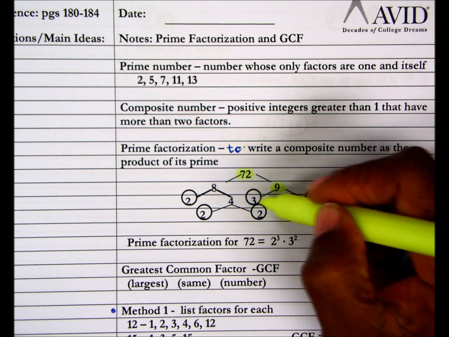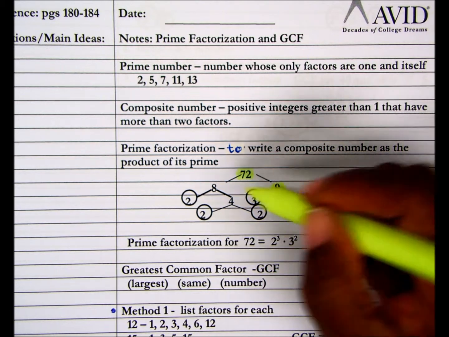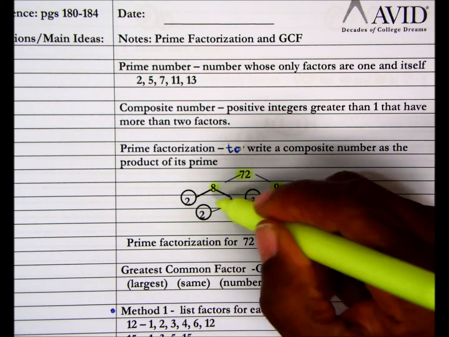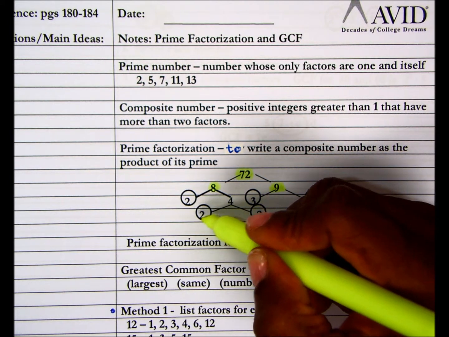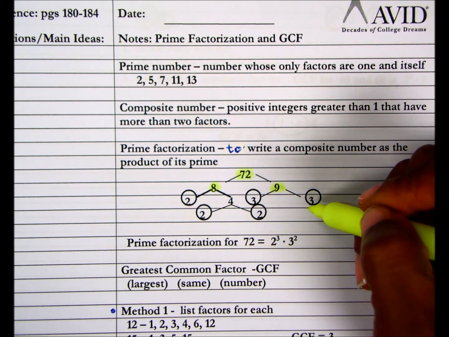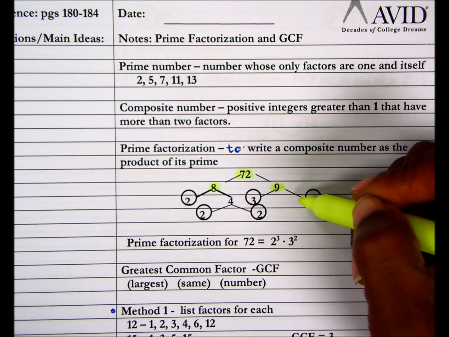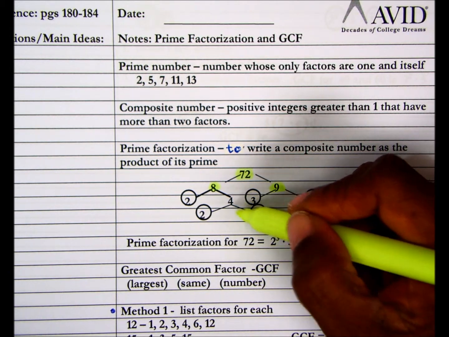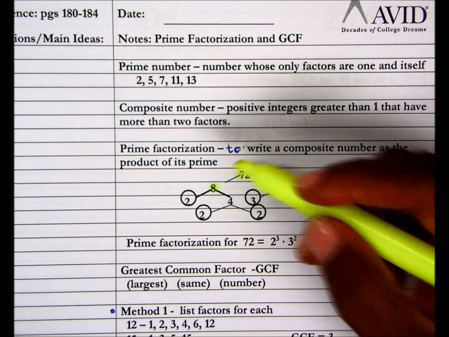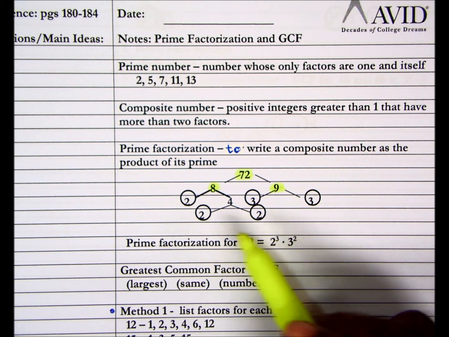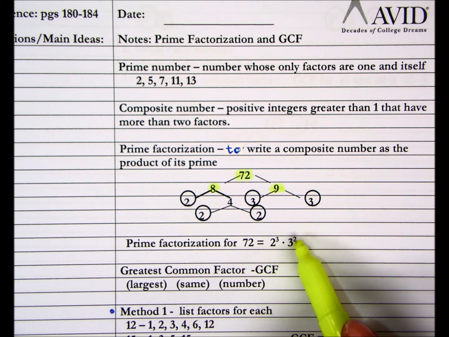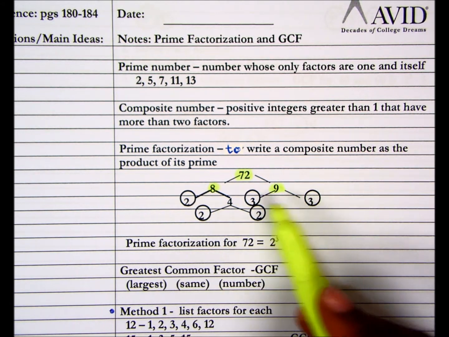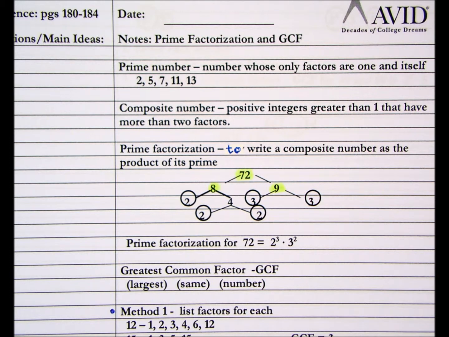9 is 3 times 3. Those are both prime numbers. 8 is 2 times 4. 2 is a prime, but 4 is not. But 4 is 2 times 2. So finally, I have all the numbers down to their primes. So if I'm going to write 72 in prime factorization, I'm going to write 2 cubed, because there are 3 2's, and times 3 squared, because there are 2 3's. That is how we do prime factorization.